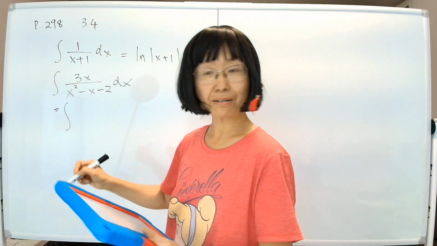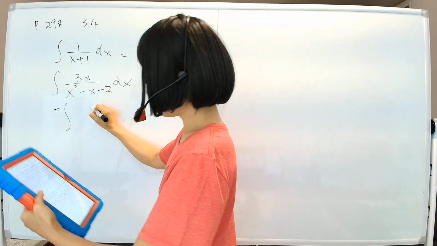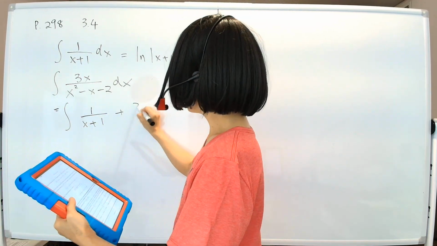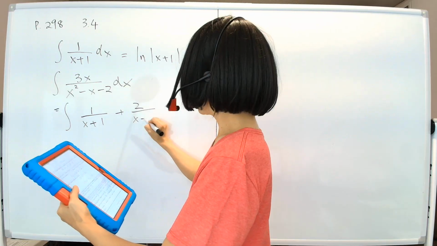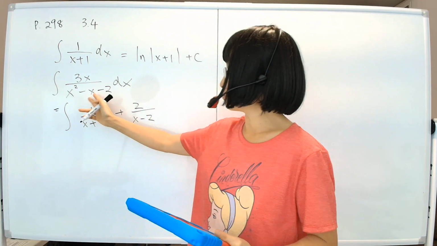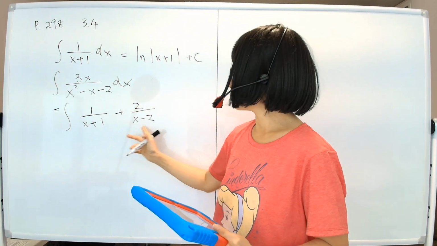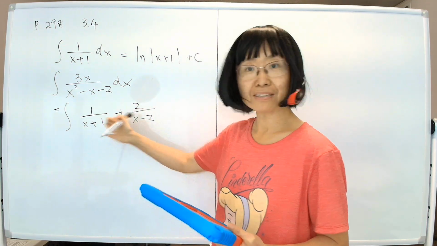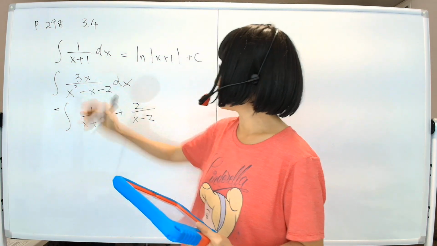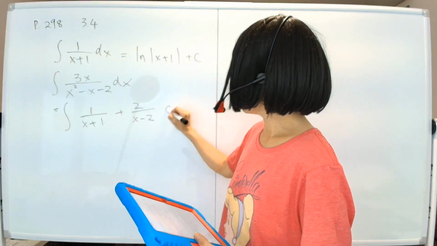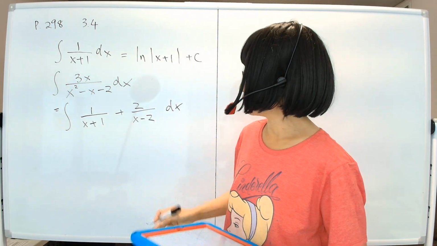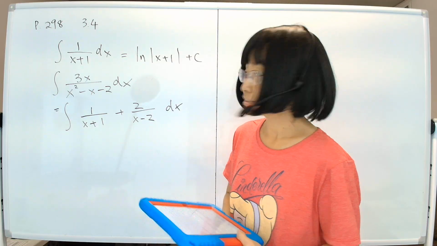If you break this thing apart, it becomes something like 1 over x plus 1 plus 2 over x minus 2. What happened is that you factor out the bottom, it becomes these two things, and then arrange it such that when you do the common denominator, this shows up. You might remember that you've already done this in algebra, or maybe pre-calculus, I don't know.